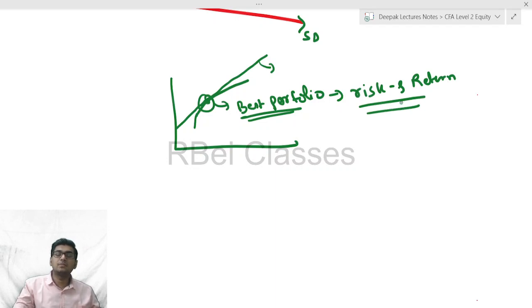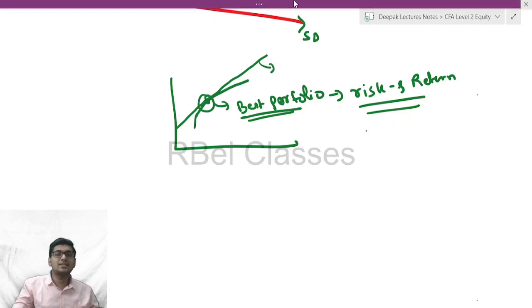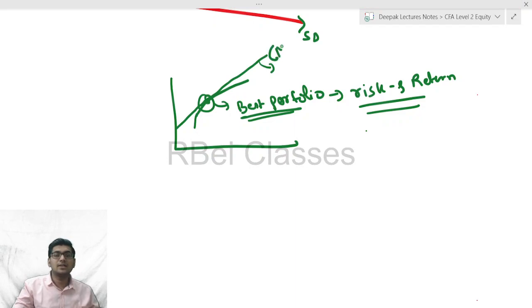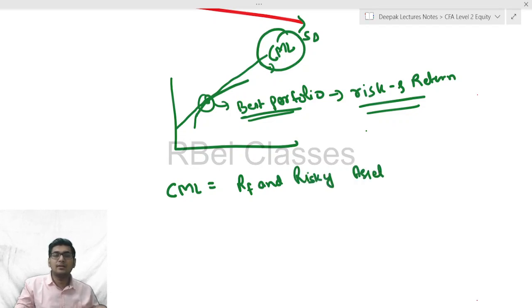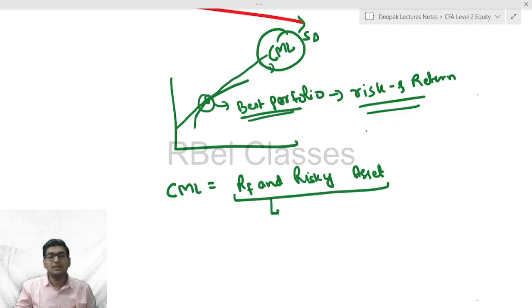Risk and return perspective means this is the point where your return per amount of risk is the highest, and this particular line is known as the capital market line. Your capital market line will include RF and the risky asset. And over here, all the investors will have homogeneous expectations. They have the same risk and return expectation.